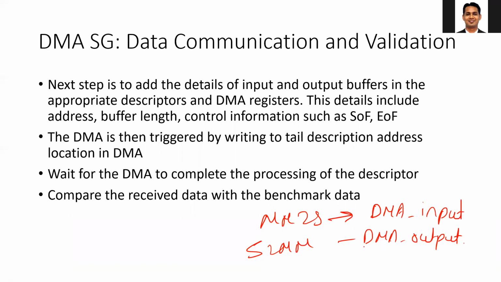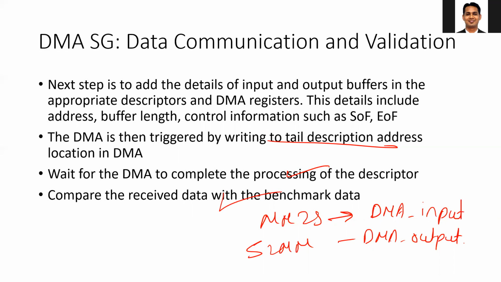Then we need to send the BD to the DMA. The DMA will perform the appropriate task, and we trigger the DMA by writing the tail descriptor address inside the DMA. In our case, since there is one BD, the tail descriptor address will be the same as the current descriptor address. Then we wait for the DMA, and we can use the polling mode to see the completion of the DMA task, and then we do the comparison with our benchmark data.